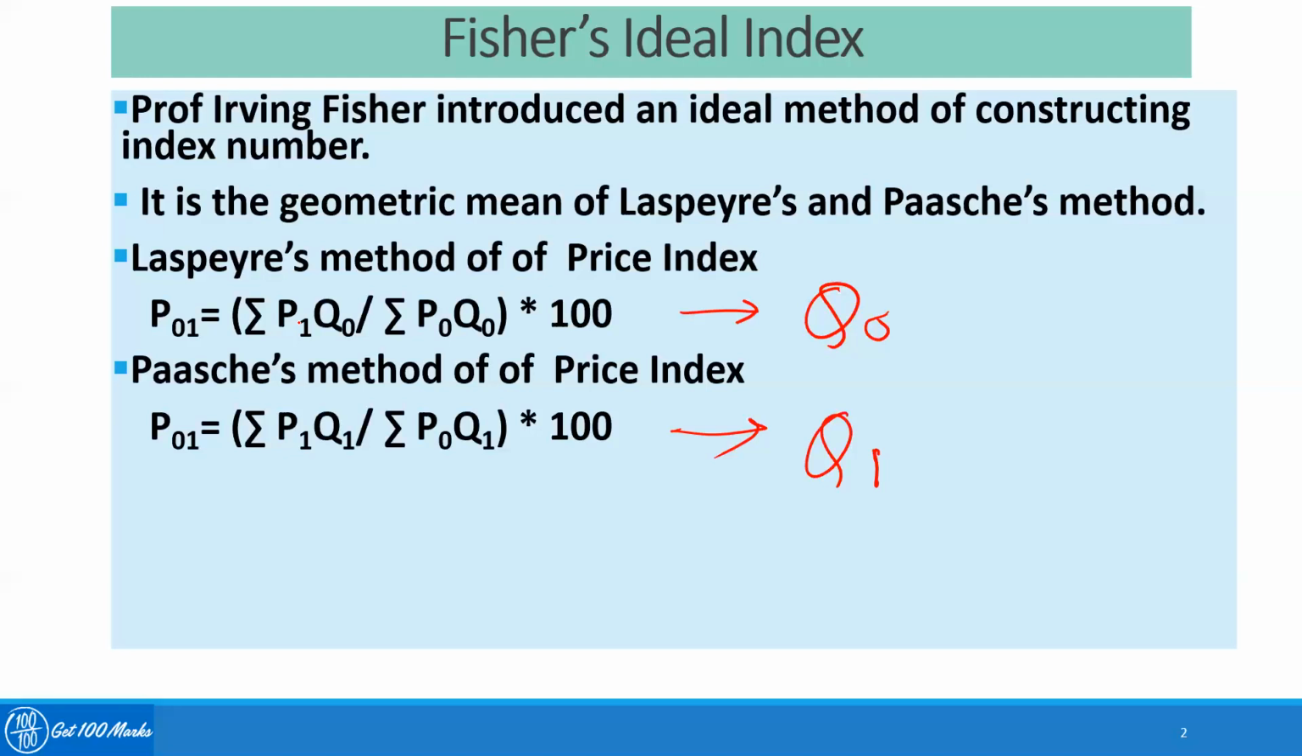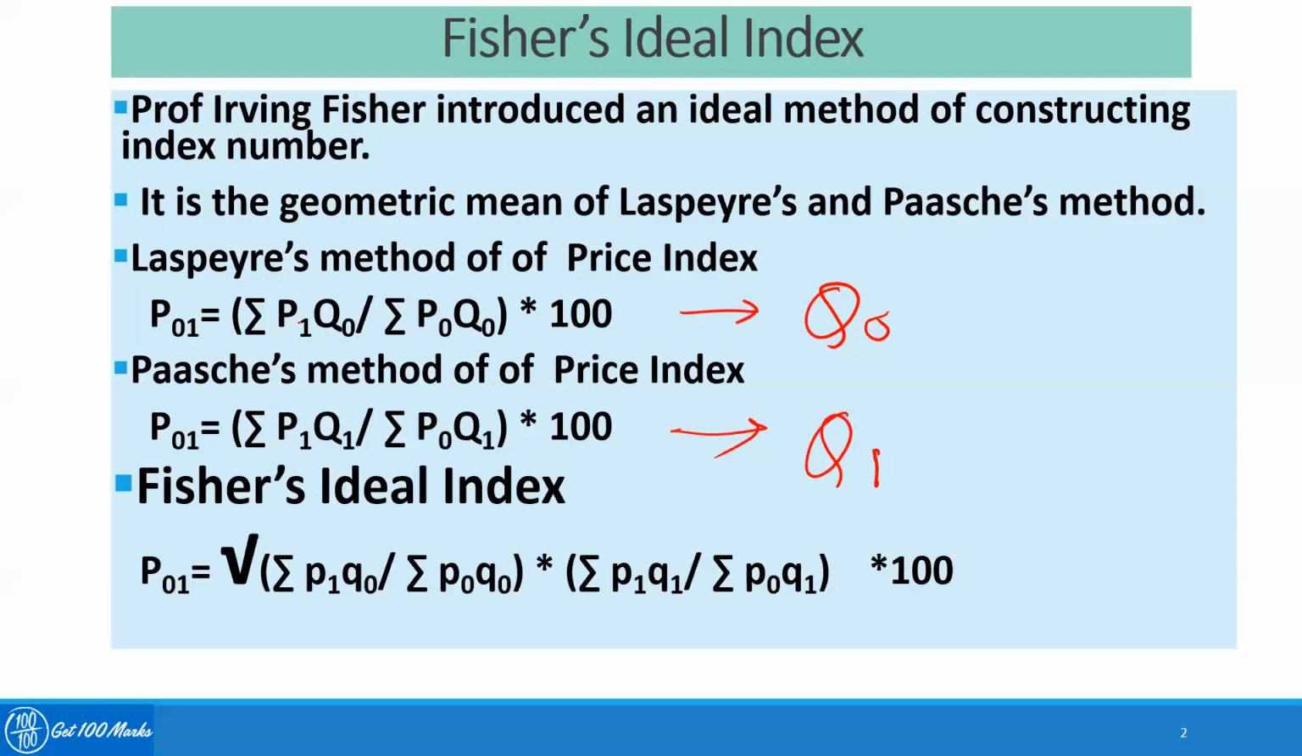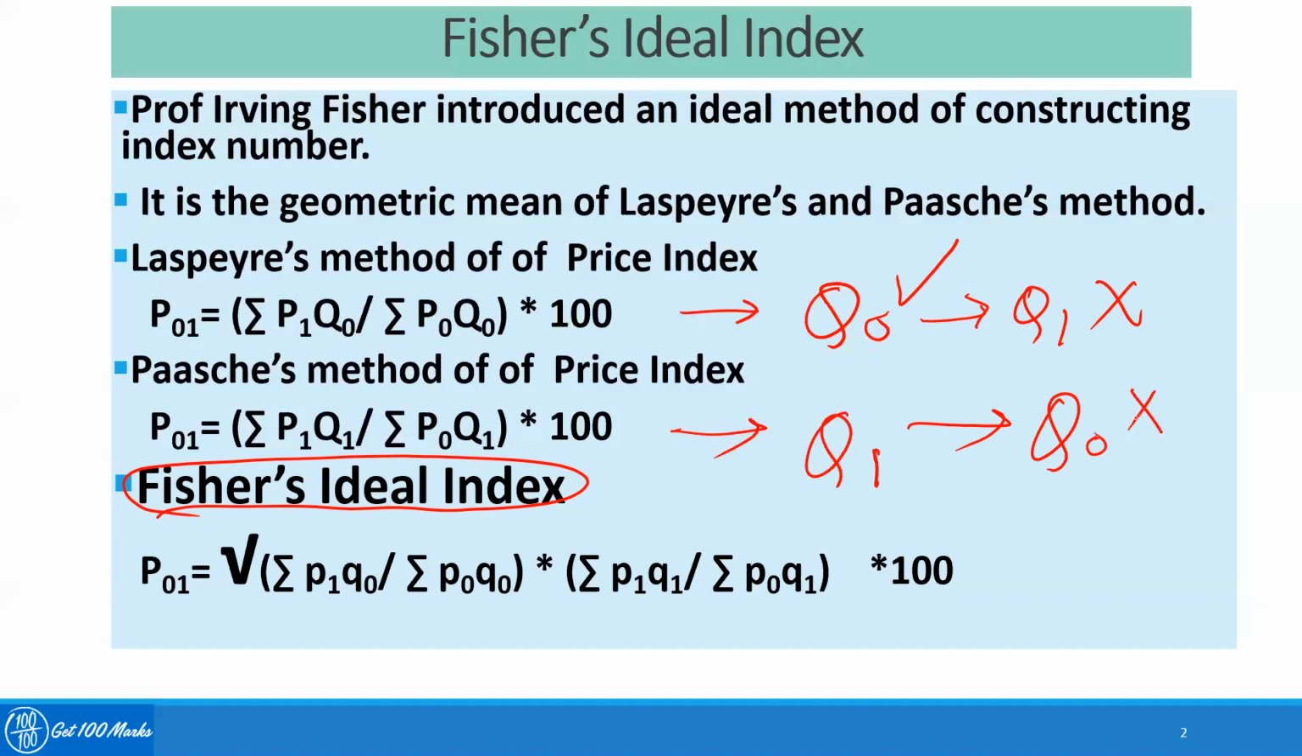Now, if I take the geometric mean of both these methods of price index, we'll get Fisher's ideal index. As you see, in the first case, the quantity of the current year Q1 is missing. Whereas in the Paasche method, the quantity of the base year is missing. So it's not giving you a complete picture.